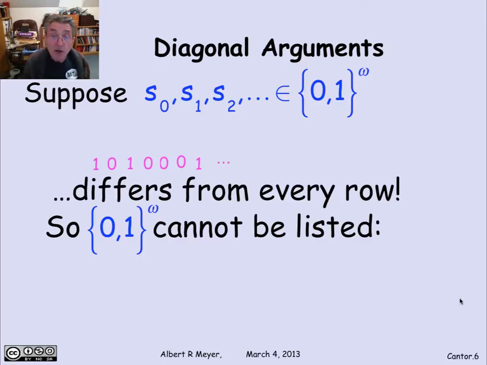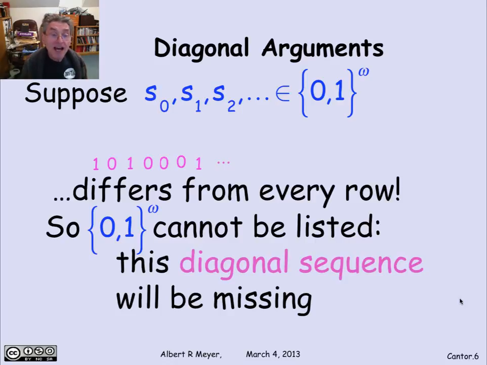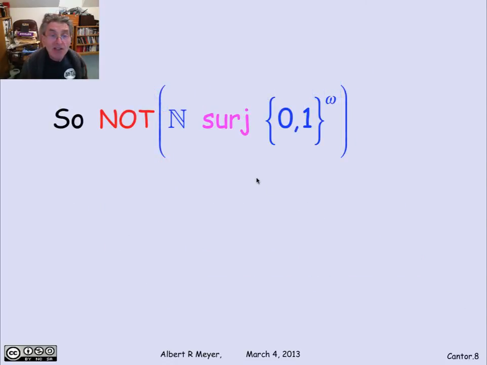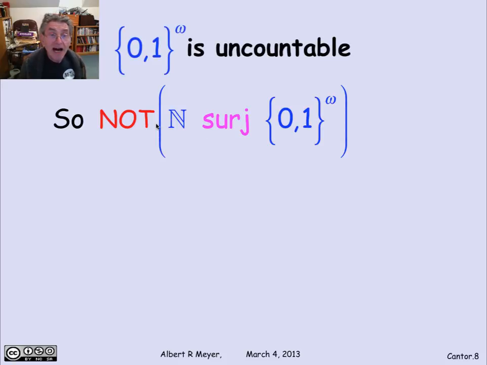Any attempt to list all of the elements in {0,1}^ω is going to omit a diagonal element. It's not possible to list all of them. In other words, there isn't any surjection from the non-negative integers to {0,1}^ω, because I've just shown you how, if you give me a surjection onto binary sequences, in effect giving me a 0th sequence, a first sequence, a second sequence, and so on, then I know exactly how to find something that's not there. There can't be a surjection from N to {0,1}^ω. It's just not true. And that's why we can say that {0,1}^ω is uncountable.